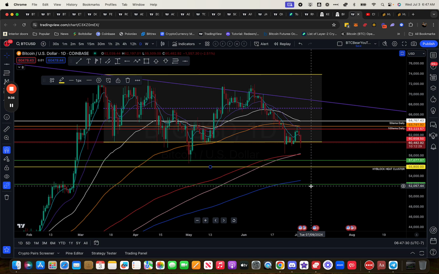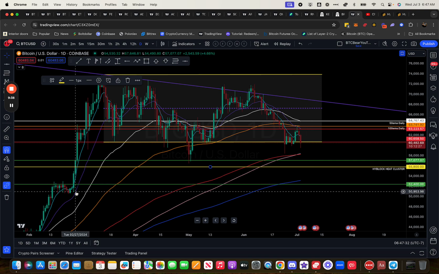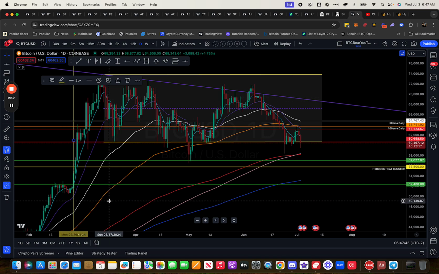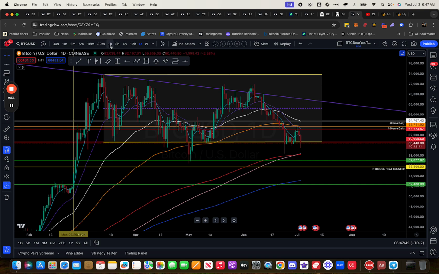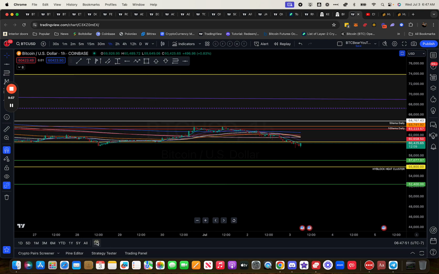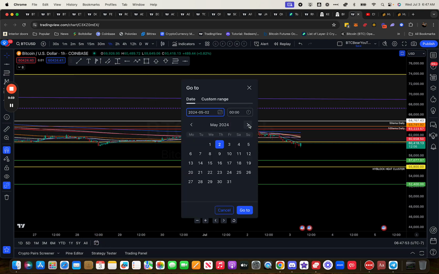A decent chance. Now, what I want to do here is I want to mark, let me do a vertical line here, just so I can keep track of it. I'm going to put this vertical line in yellow right there. And then I'm going to look at the hourly time frame. 626. I'll go to the hourly.